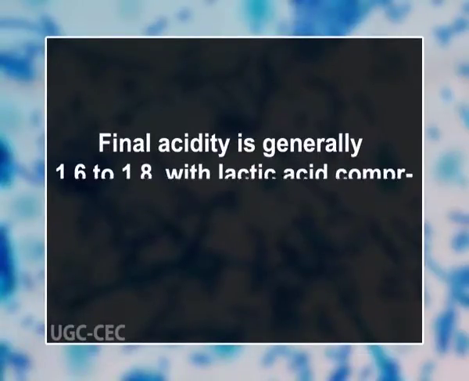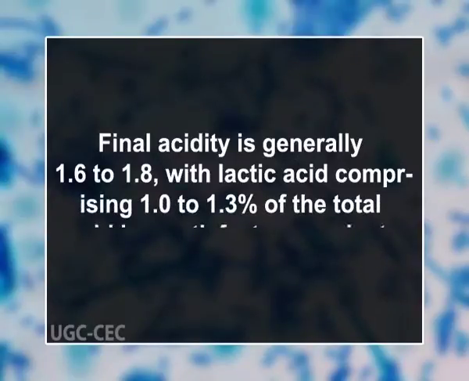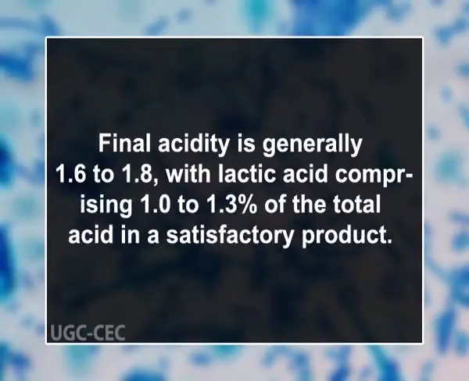A predictable microbial succession occurs in sauerkraut development. The activities of the lactic acid producing cocci usually cease when the acid content reaches 0.7 to 1.0%. At this point, Lactobacillus plantarum and Lactobacillus brevis continue to function. The final acidity is generally 1.6 to 1.8%, with lactic acid comprising 1.0 to 1.3% of the total acid in a satisfactory product. Now coming to the last one, that is pickles.